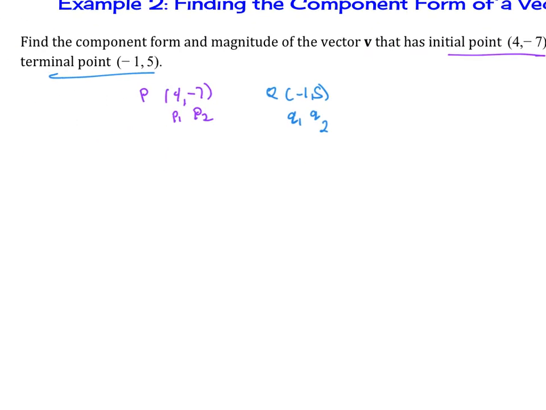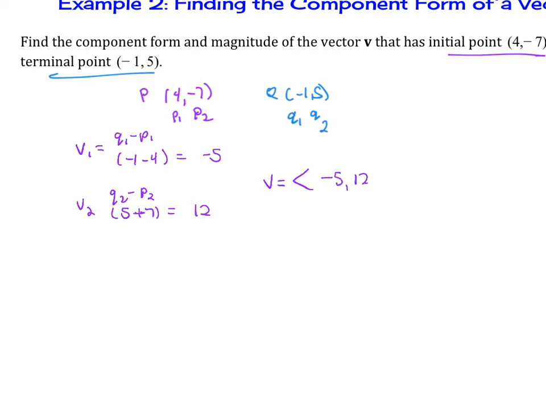So let's do this. V1 is going to be Q1 minus P1, and we have to do it in the right direction, meaning the terminal point does matter. So -1 minus 4 is our V1, which is -5. Then V2 is Q2 minus P2, so that is 5 minus -7, or 5 plus 7, which is 12. So the component form of this vector is V equals -5, 12.